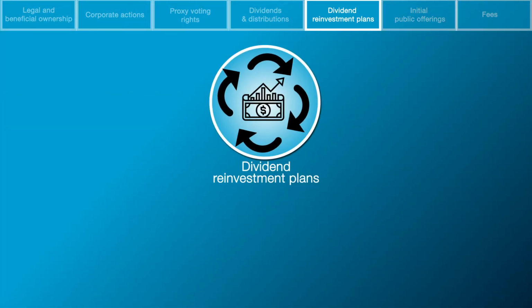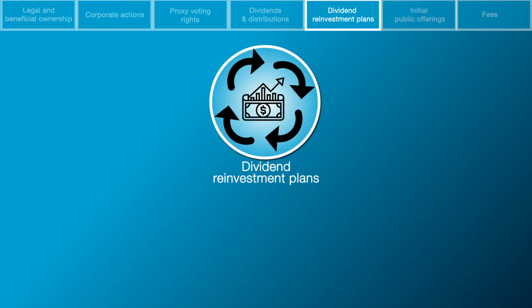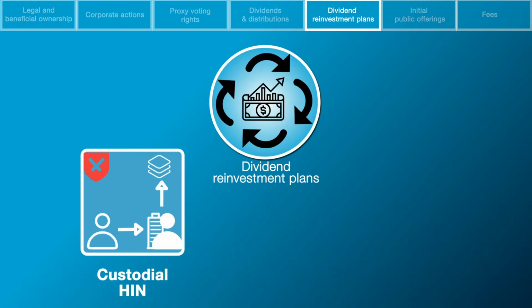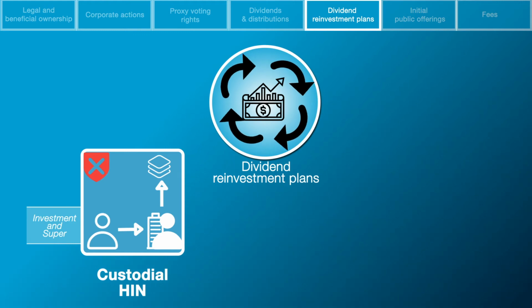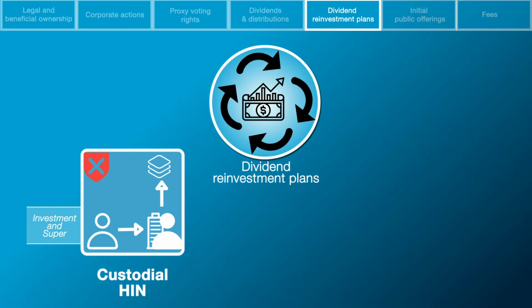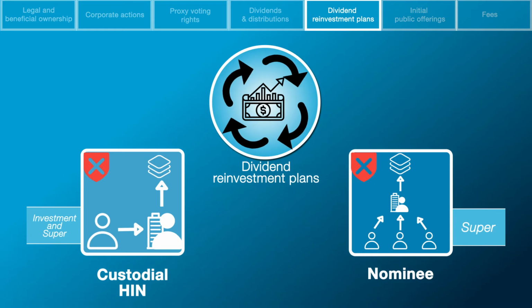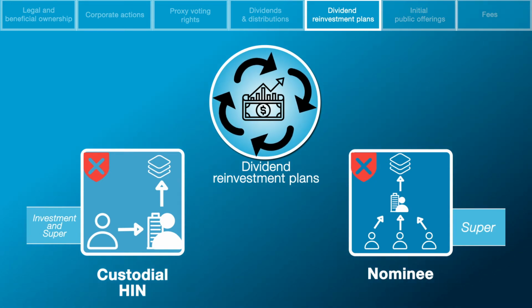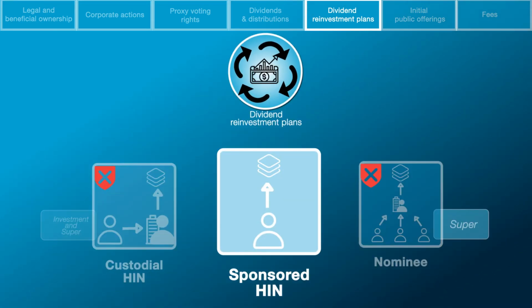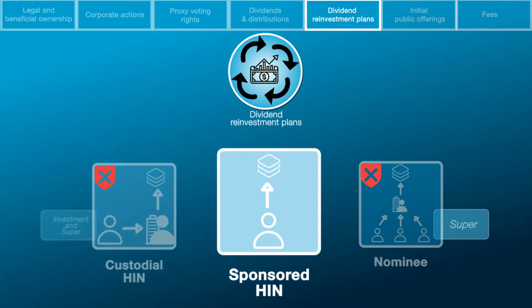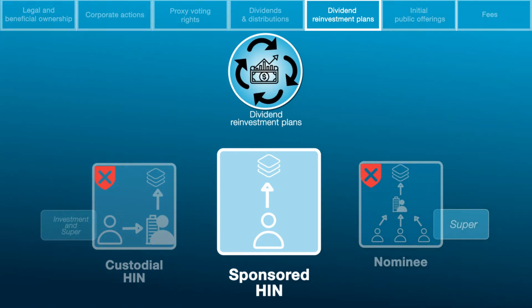Dividend reinvestment plans are not available for clients holding their listed securities under the custodial HIN method in investment and super, or under the nominee option in Panorama Super. And for your Panorama Investments clients using the sponsored HIN option, they can receive dividends as a reinvestment plan if that option is offered, and will receive a form from the relevant share registry requesting this decision, or they can often update this online at the share registry website.